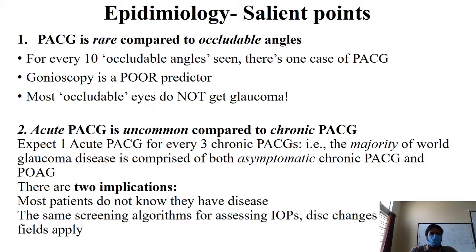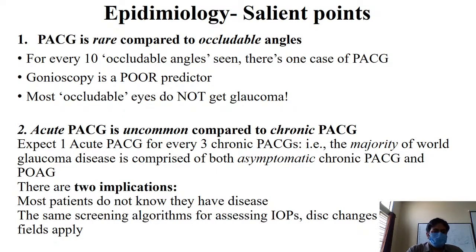For every 10 occludable angles, what is an occludable angle? It is nothing but you see through gonioscopy that the angle structures are not visible, and then you do an indentation gonioscopy, you indent and the angle opens. That is called an occludable angle. So for every 10 occludable angles, there is one case of primary angle closure glaucoma, and gonioscopy is a poor predictor. Through gonioscopy alone, you cannot know which patient is going to land up in angle closure glaucoma and when.